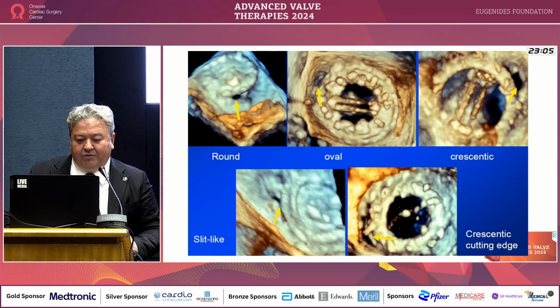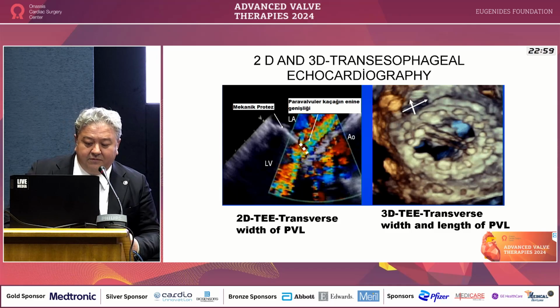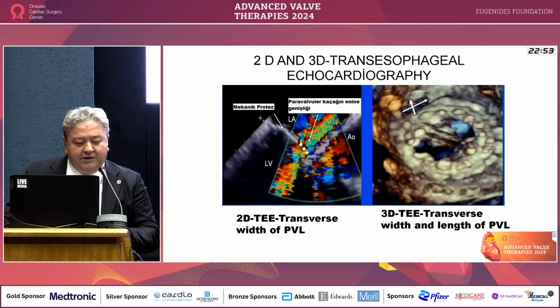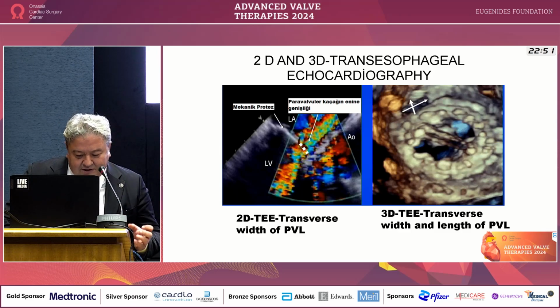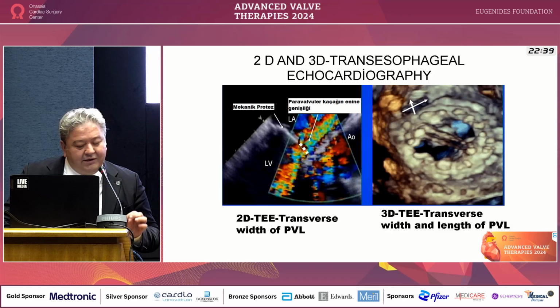These are very, very important for the selection of the device. And the defect size is very important, and we had to combine 2D echocardiography and 3D echocardiography. On 2D transesophageal echocardiography, the transverse width of the paravalvular leak is very important. And on the 3D transesophageal echocardiography, the transverse width and the actual length of the paravalvular leak is very important.